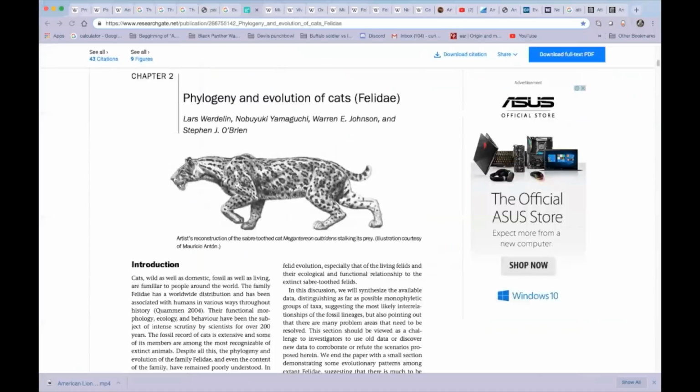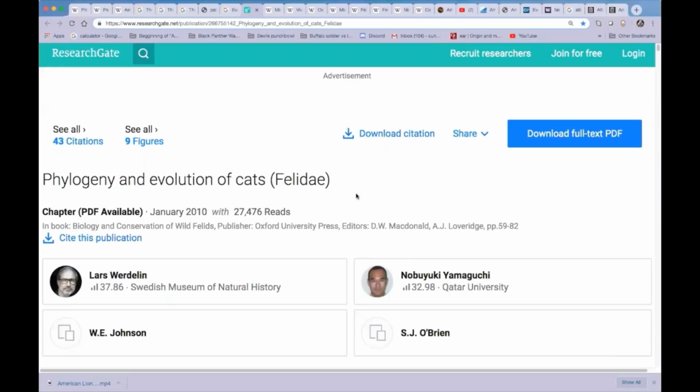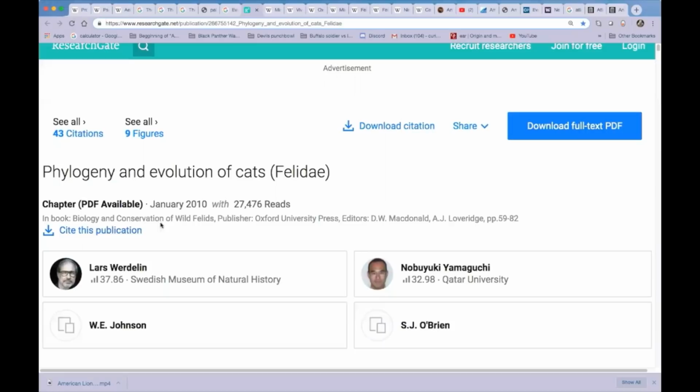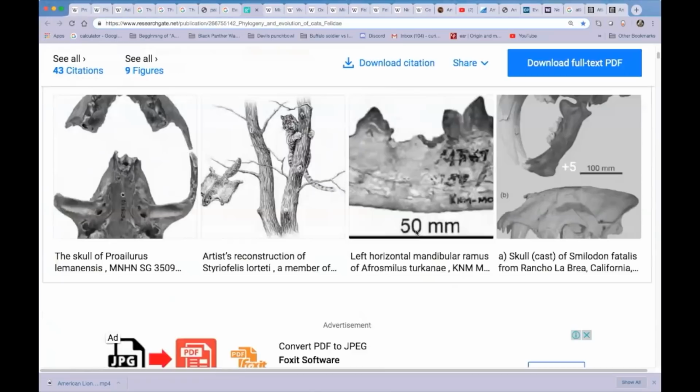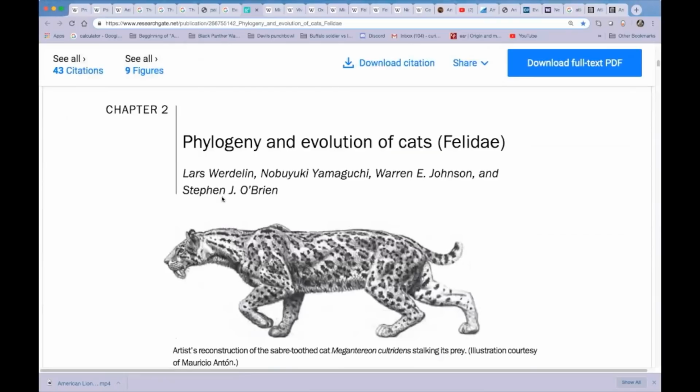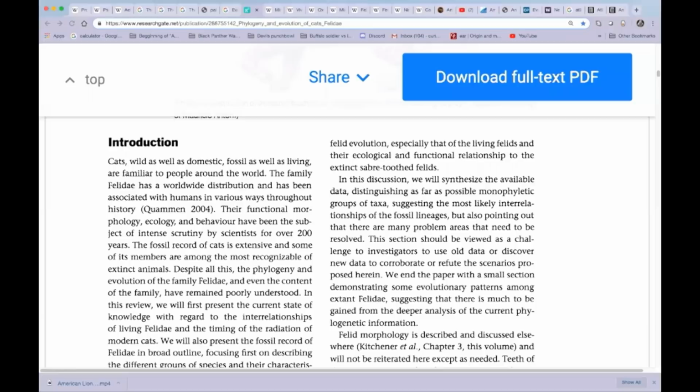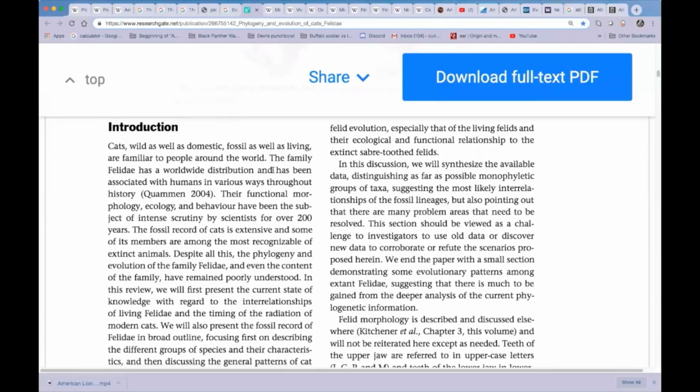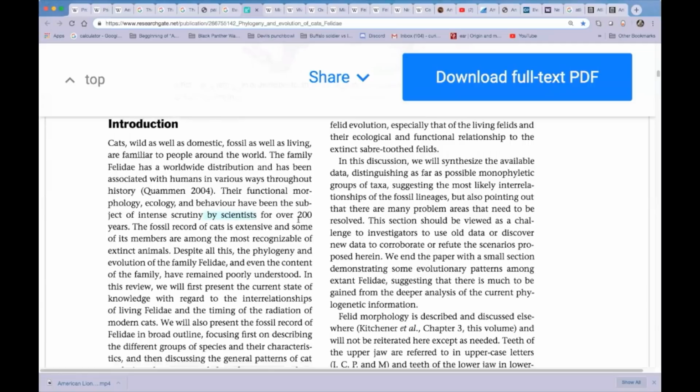Now we're going to read from this article real quick. It says phylogeny and evolution of cats, Felidae, right? This is in a book called Biology and Conservation of Wild Felids from Oxford University Press. And we're going down to the article by Lars Werdelin, Nobuyuki Yamaguchi, Warren E. Johnson, and Stephen J. O'Brien. It says here, cats, wild as well as domestic, fossil as well as living, are familiar to people around the world. The family Felidae has a worldwide distribution and has been associated with humans in various ways throughout history. Their functional morphology, ecology, and behavior have been the subject of intense scrutiny by scientists for over 200 years. They keep changing their mind.